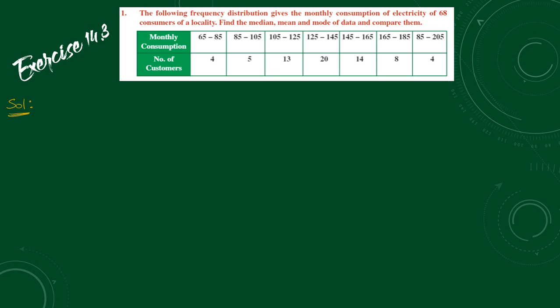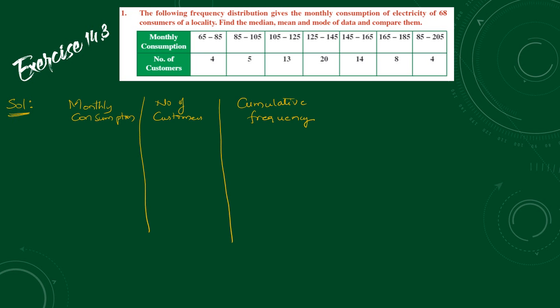For median, how many columns are required? 3 columns. The first column is already given, the monthly consumption. The second column is the number of customers, which is nothing but fi. The third column is the cumulative frequency, which is exclusive for median. For median we use cumulative frequencies, for mean we use mid values, and for mode we use the data as given, and based on that we start the problem.